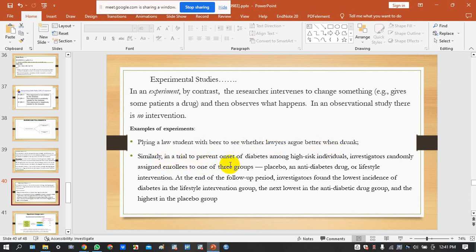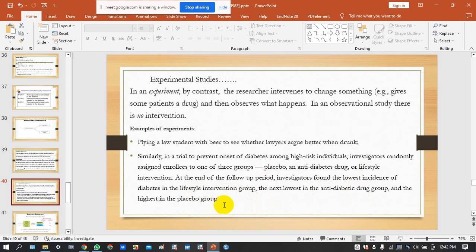Similarly, in a trial to prevent onset of diabetes among high-risk individuals, investigators randomly assign participants to one of three groups: placebo, an anti-diabetic drug, or lifestyle intervention. At the end of the follow-up period, investigators found the lowest incidence of diabetes in the lifestyle intervention group, the next lowest in the anti-diabetic drug group, and the highest in the placebo group.